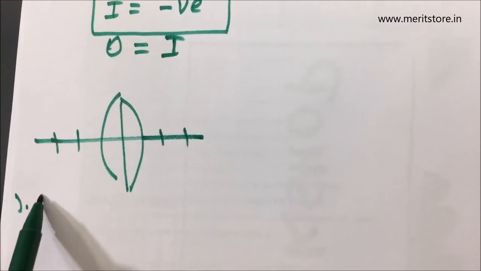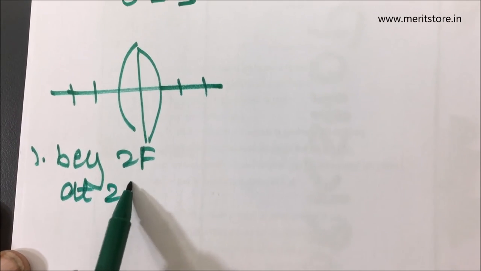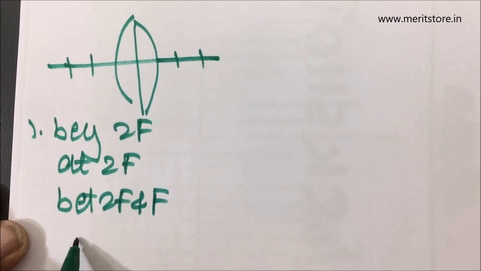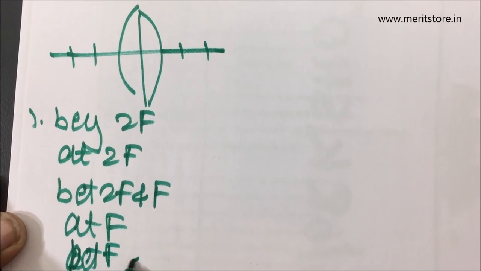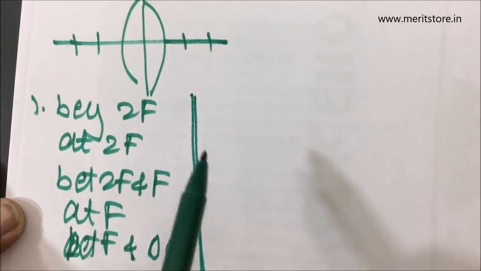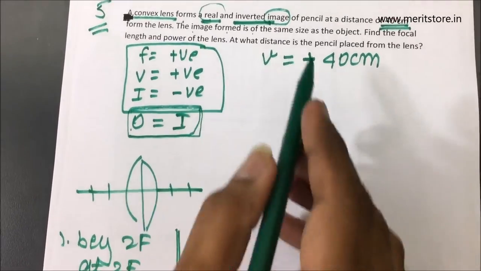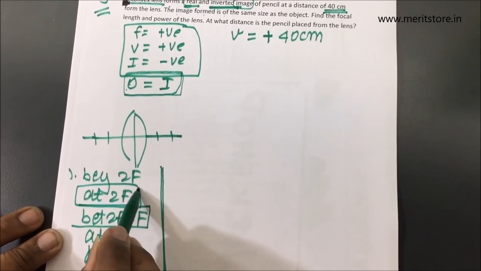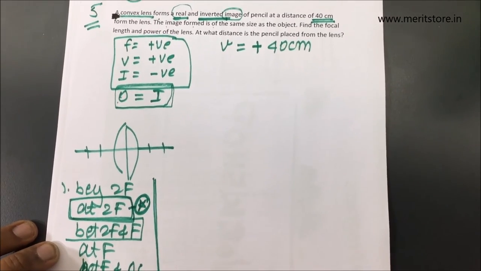Now, tell me, of all the image formations that you have over here, what all images do you have? First is beyond 2F. The second is at 2F. The next one is between 2F and F. The next one is at F. And the next is between F and the optical center. In all of these, where do you have a case when the object size is equal to the image size? There is only one case, right? That is here at 2F, when you keep it at 2F. So this is a sum which is based on this particular positioning.